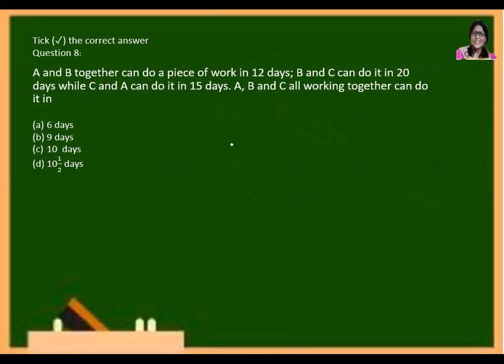Question number 8. A and B together can do a piece of work in 12 days. B and C can do it in 20 days. C and A can do it in 15 days. A, B, C all working together can do it in 6 days, 9 days, 10 days, or 10.5 days. So A plus B in 1 day, how much? 1/12 of the work. I'm not writing all of the work, other things.